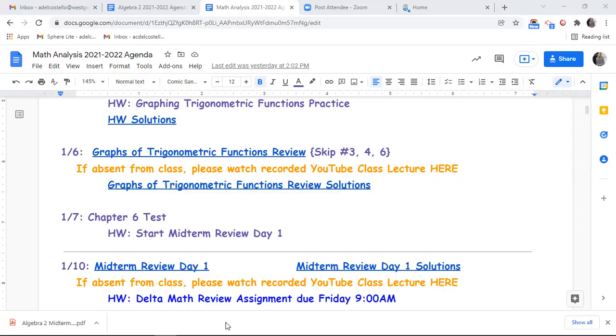So we are going to go through your review problems. You're going to want your graphing calculator out. It's this document right here that says graphs and inverses of trig functions review. Does everyone have one of these still?